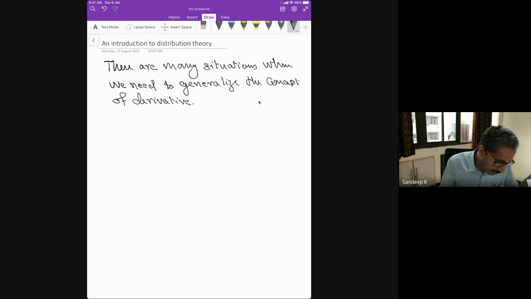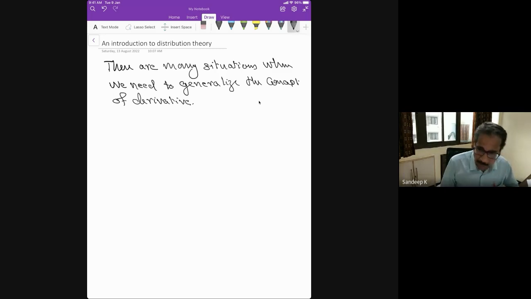So what I'm trying to say is that there is a need in many contexts, especially in the study of differential equations, to introduce a generalized notion of derivative. That means you somehow want to make sense of a derivative even when the function is not differentiable. I will give you some examples, just to indicate some simple situations where these things are required.